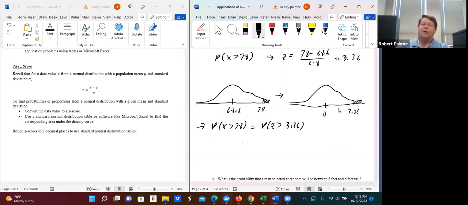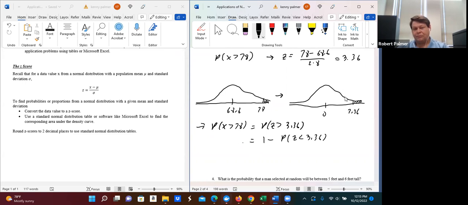Now, as we learned, Excel or a table gives you the area to the left, not the area to the right. So another way to do this is to use the idea of a complement: 1 minus the probability that z is less than this.